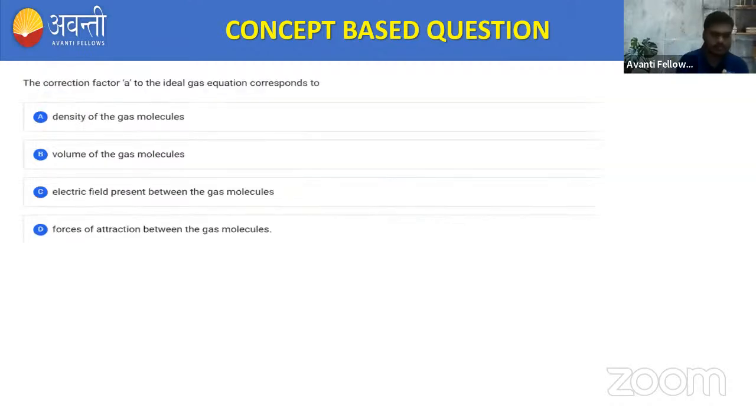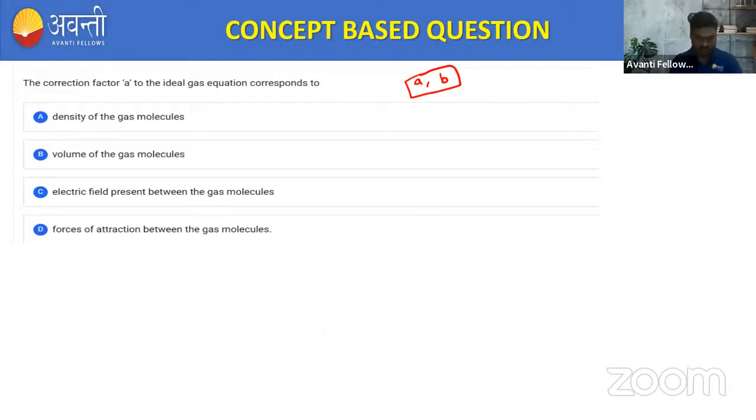चलो, now the next is the correction factor A to the ideal gas equation correspond to. ठीक है, so the correction factor A to the ideal gas equation corresponds to. A किस पे डिपेंड करता है? Density of the gas. In this we are asking about the van der Waals constant A and B, right? So always remember A and B किस पे डिपेंड करता है? ये A की बात हो रही है यहाँ पे.